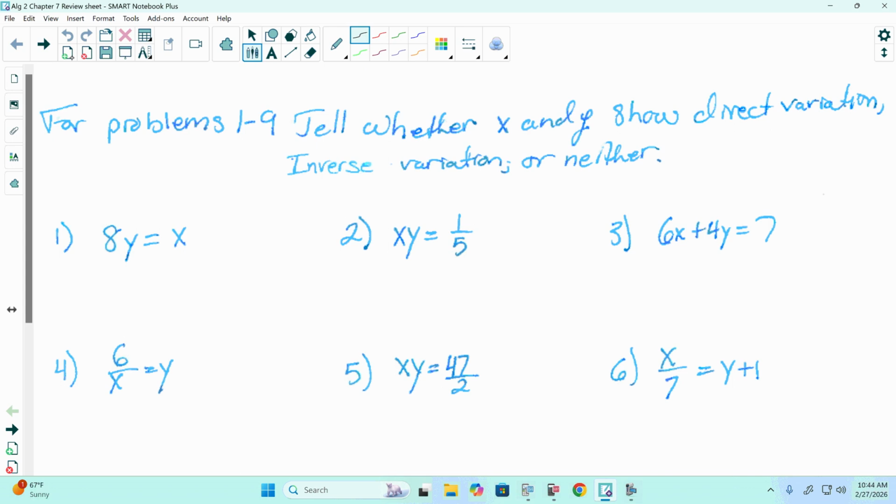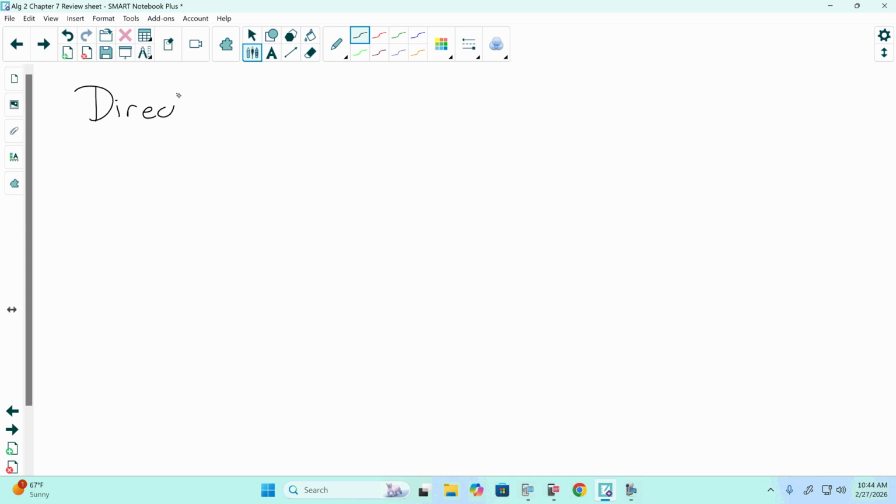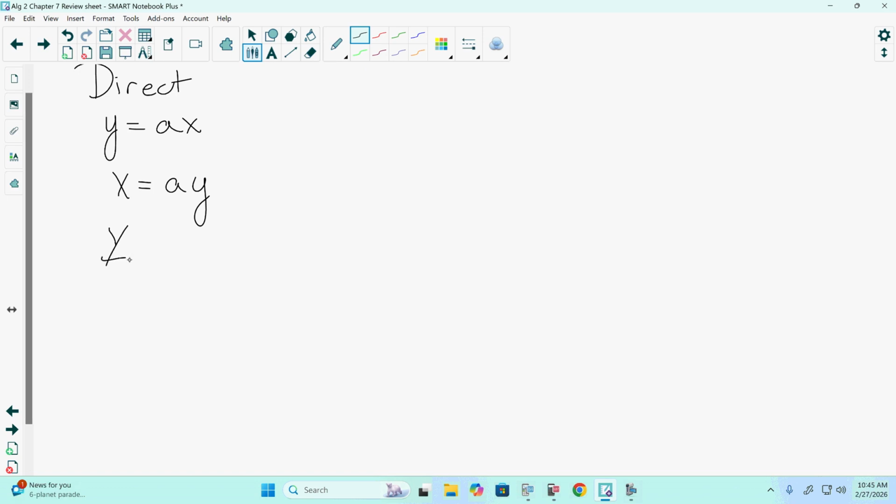Now, the general forms for these here, direct variation comes in the form of y equals a times x. This is the main form that we have. Now, it also could be x equals a times y, because either one of these works just fine. Let's get our review sheet out. Now, we also have it where we can get both variables on the same side, so we could say y over x is equal to a, or really x over y equals a. All of these are the same form of direct variation.